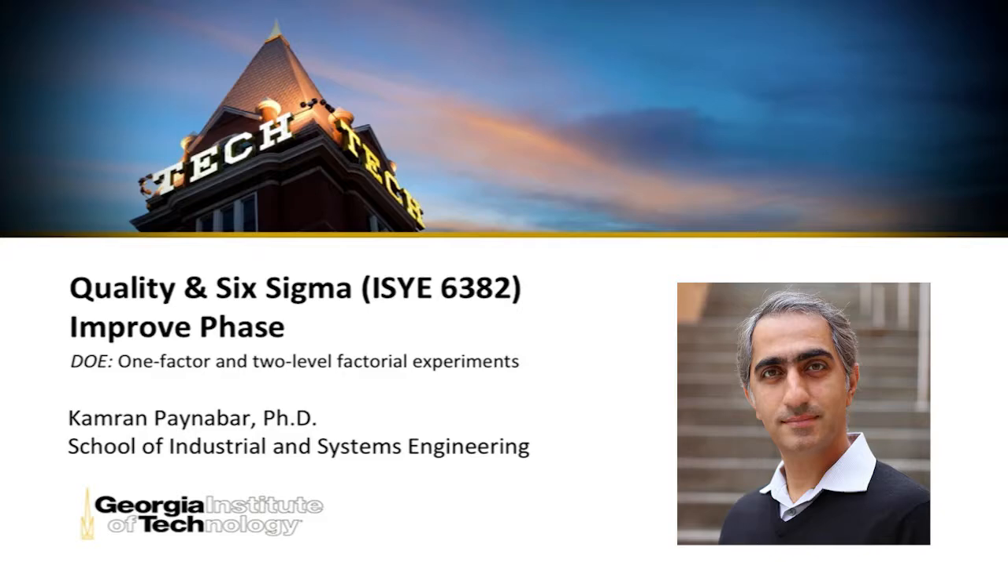In the previous lesson, we learned what DOE is and how we can use it for process improvement. Today, we would like to talk about several designs that we use in design of experiment. Specifically, we talk about one factor and a two-level factorial design experiment.